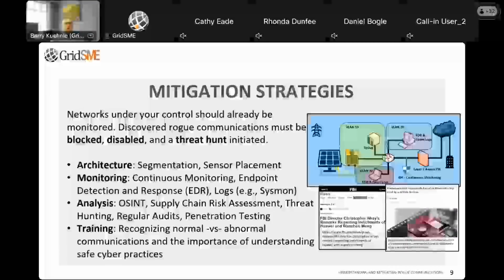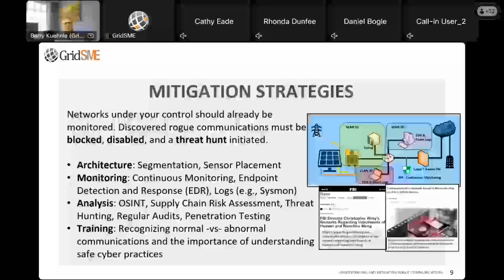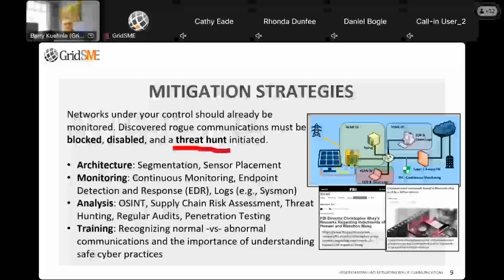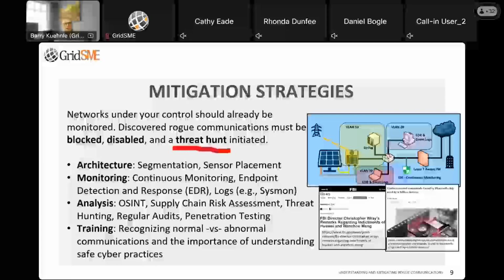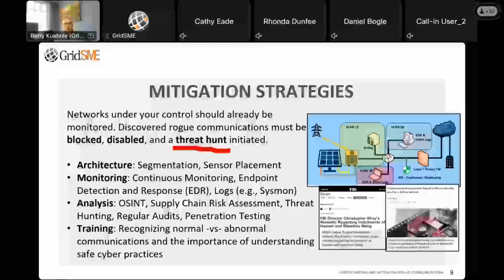So what are some of the mitigation strategies? First of all, if you ever discover a rogue communication device, such as a cellular modem, you need to disable it. You need to block it and make sure it doesn't cause any harm to your system. I already talked about what a threat hunt is. You should always initiate a threat hunt if you detect something like that, because you have to assume you're compromised, and you want to make sure the rest of your system isn't compromised as well, or how deep that compromise may be. So you need to do that.